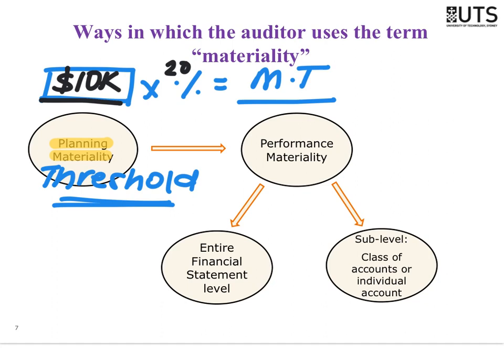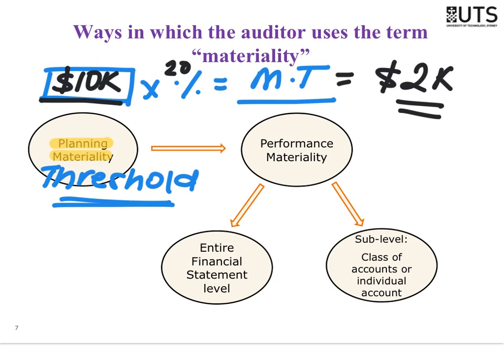Okay, what's $10,000 times 20%? You can do it, I believe in you. What is it? $2,000, that took way too long, okay. No judgment, no judgment. You all have phones which have calculators in them, just saying. Okay, now the $2,000, ladies and gentlemen, that becomes your materiality threshold. That's your reference point. Now look over here, that's your reference point.